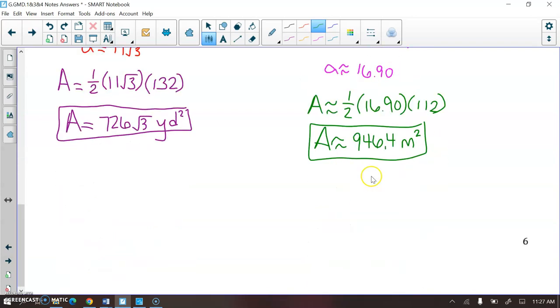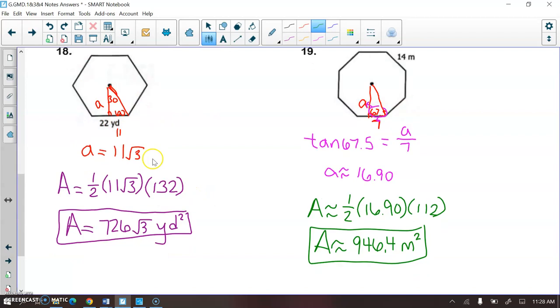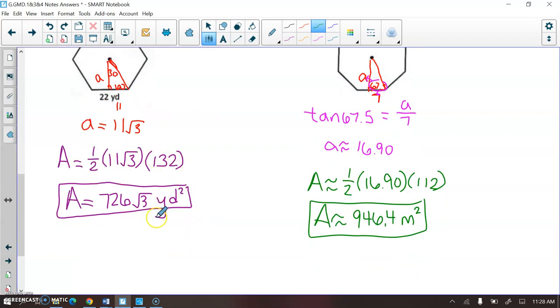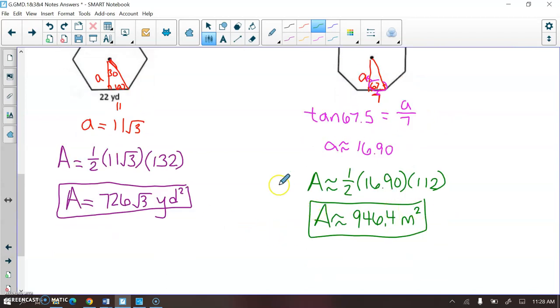All right, so that brings us to the end of the lesson. Just a reminder that if you are working with special right triangles, I do want your answer in simplest radical form. If you are not working with special right triangles, then you're going to round your answer.